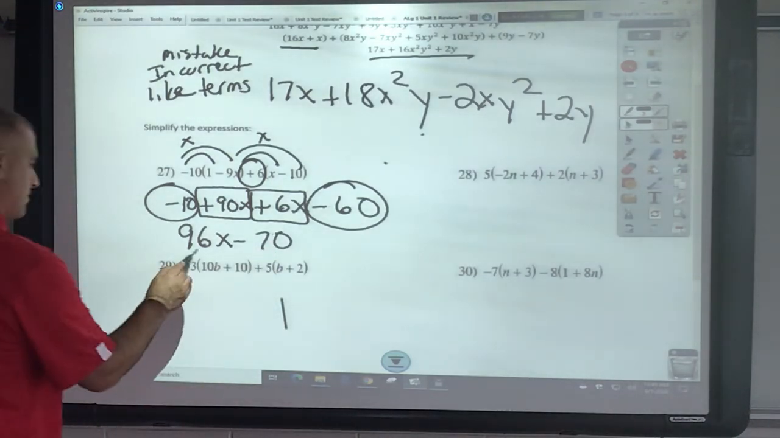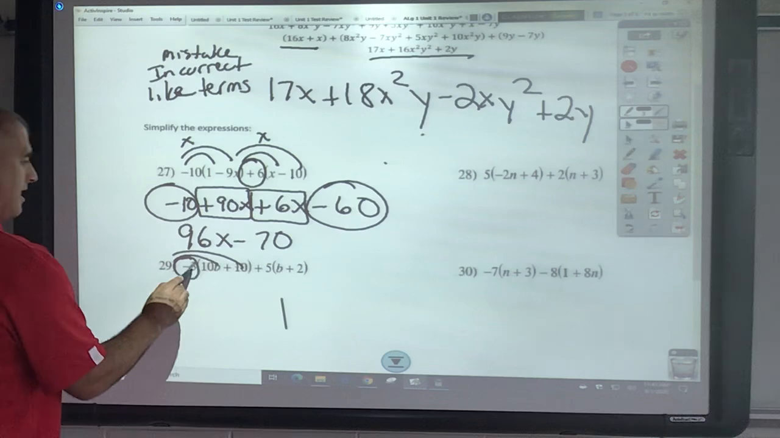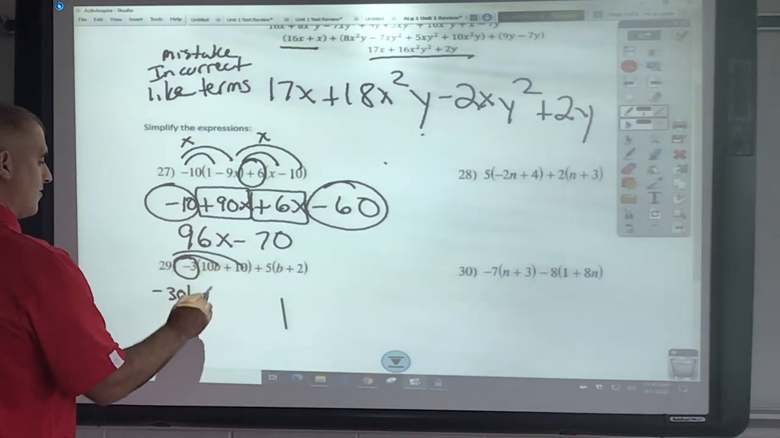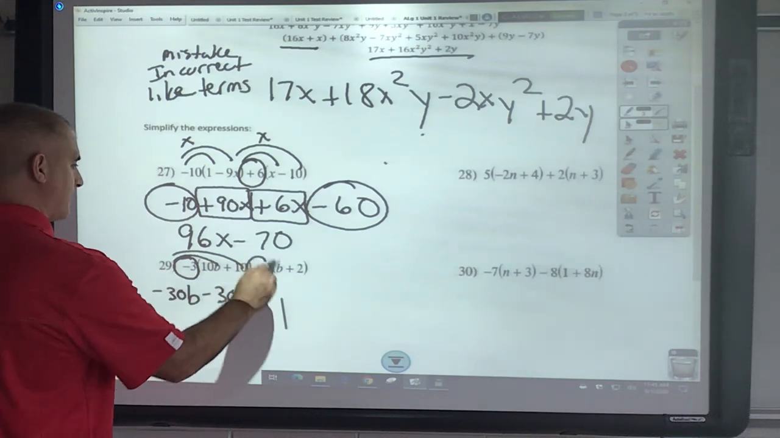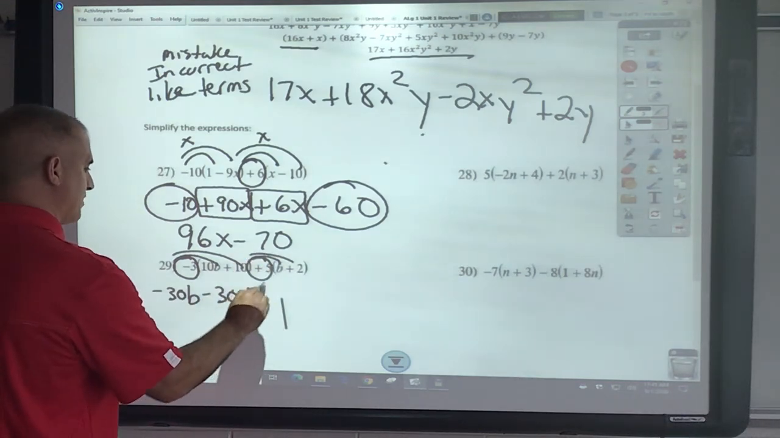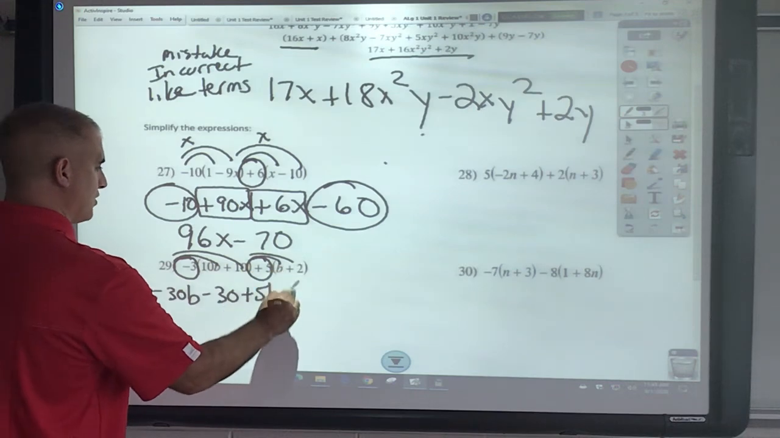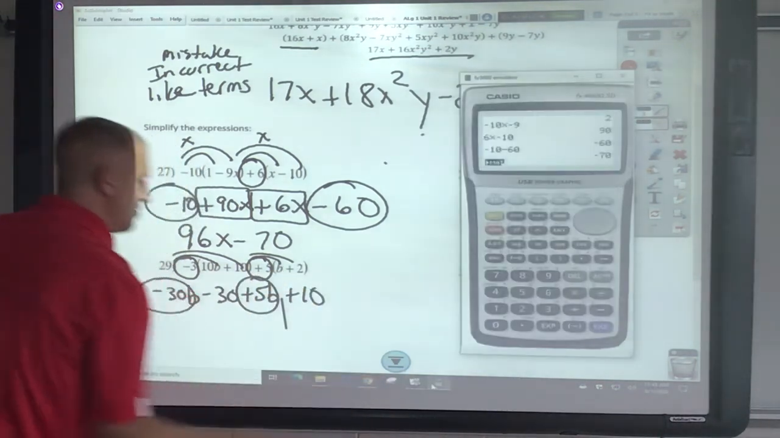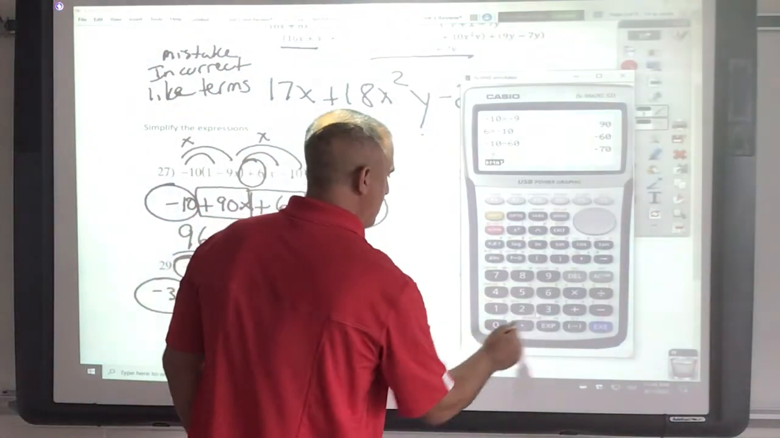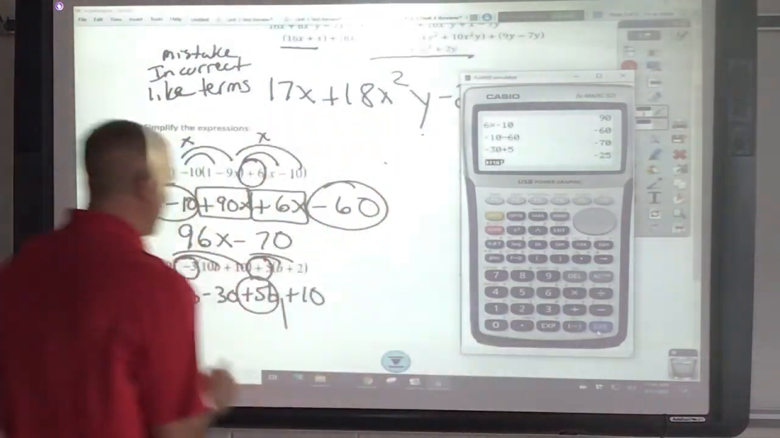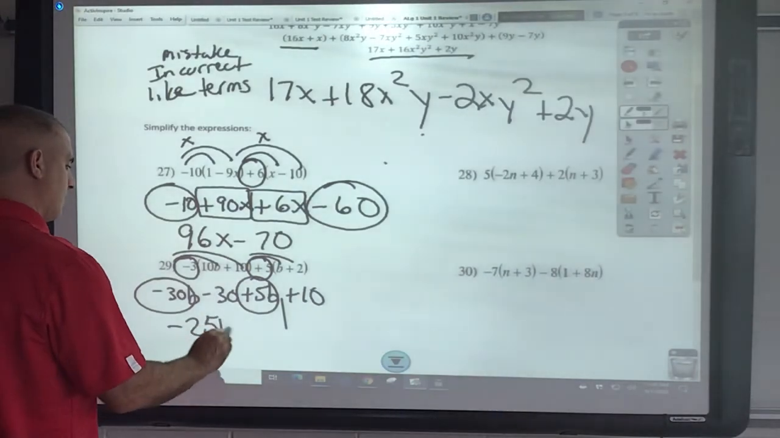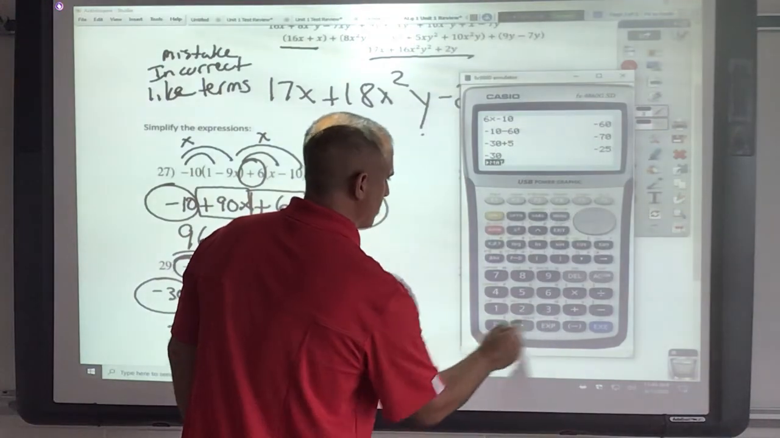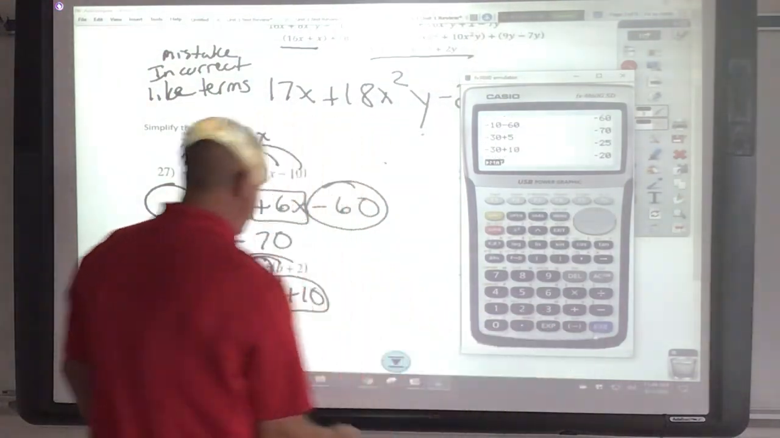And then this one is the same thing. I'm going to multiply. -3 times 10b would be -30b. -3 times 10 would be -30. Then we'll take this 5 and multiply. That's 5 times b, which is 5b, and 5 times 2, which is 10. The b's, I'm not going to change the exponents. I'm going to do -30 plus 5, which gives me -25b. Then I got -30 plus 10, which is negative 20.